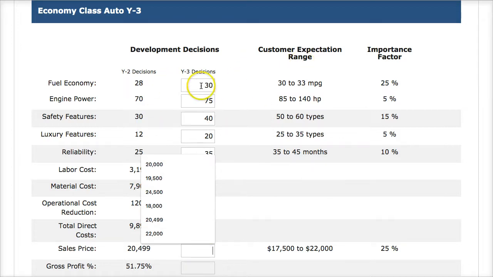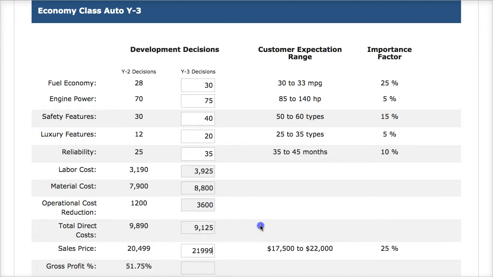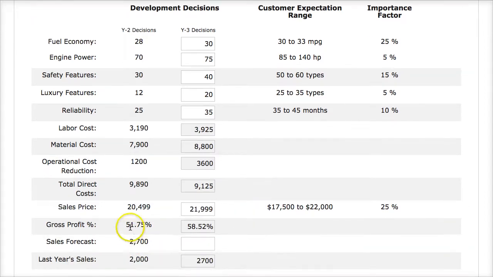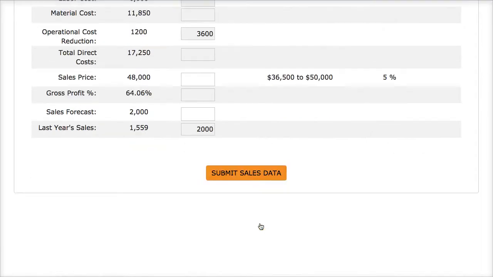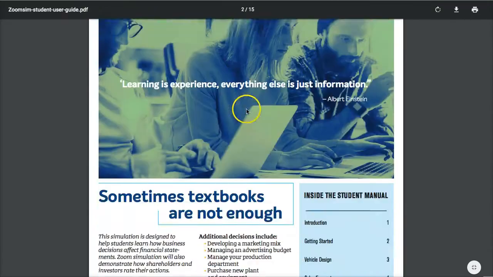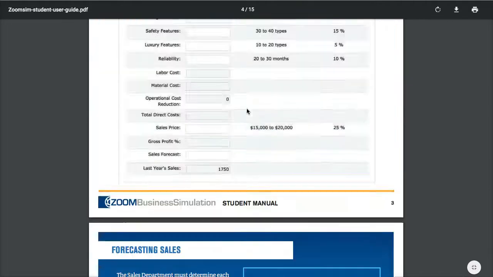My decisions all try to be a little bit better, to give consumers what they want in experiencing a better car. And I'm able to increase my profit margins from 51 to 58%, which is a really good update on my margins. And now, as far as the forecast, what I like to do is check the student manual and get an idea of, they have this nice chart here.